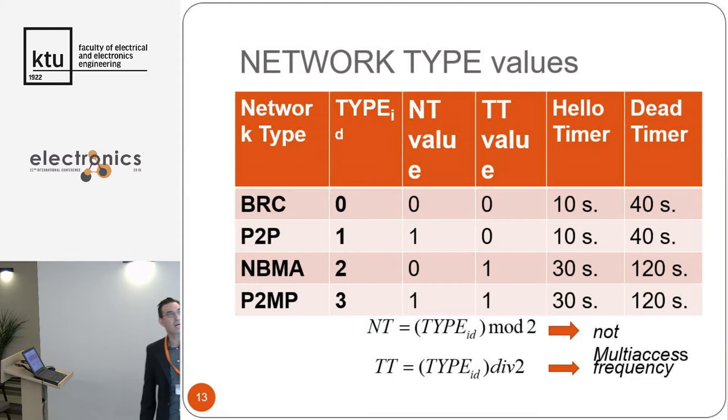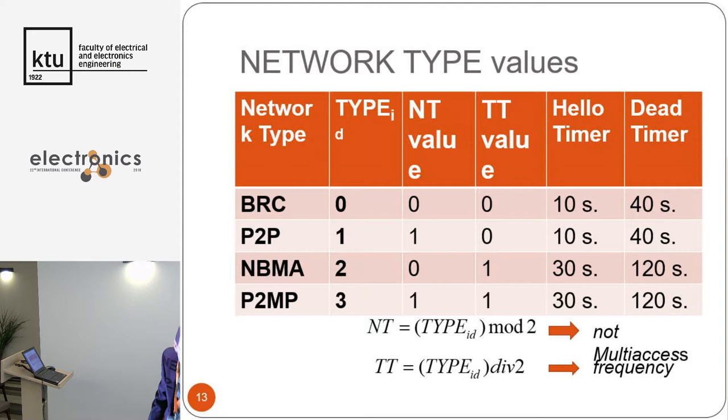Having these four types of networks into account, we associated a type ID to each of them: broadcast is zero, point-to-point is one, non-broadcast multi-access is two, point-to-multipoint is three. And then we created two variables. The first variable is called NT, standing for network type, derived from the type ID we just associated. Applying the modulo 2 operation, we get the results 0, 1, 0, 1, meaning that when the value is 0, the network is multi-access, and when the value is 1, it's non-multi-access. Then we create another variable called TT value, standing for timing type, and the operation is the type ID integer division by two.